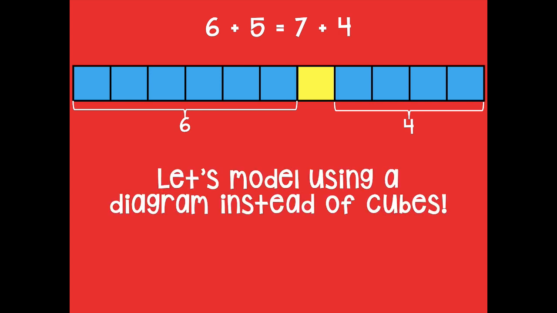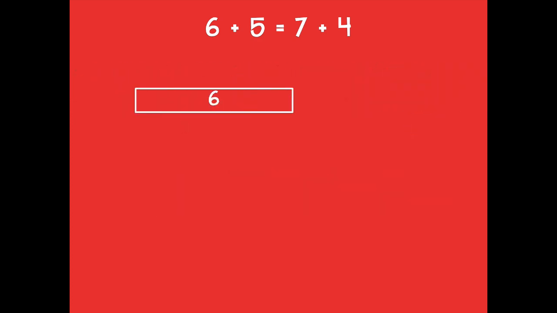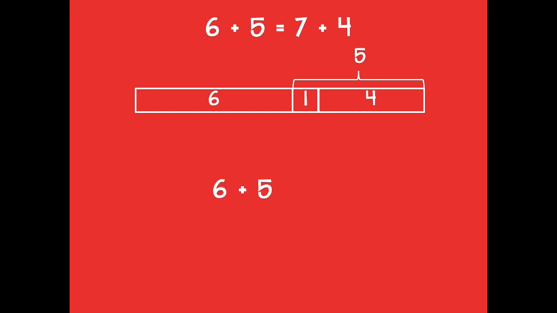Let's model using a tape diagram instead of the cubes. So here I have 6. There's the 1, right? So that was like my 6 blue cubes and then my 1 yellow cube and then my 4 more yellow cubes that I had. Well, on this side, that equals 5. So 6 plus 5. And then we're going to see what that equals. Let's come over here. We're going to group it this way. 6 plus 1 equals 7. So then I have 7 plus my 4 that's left over.